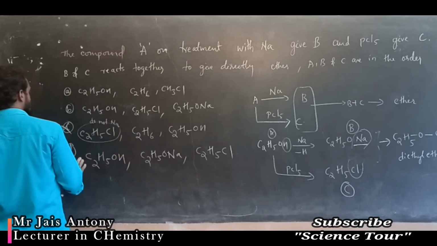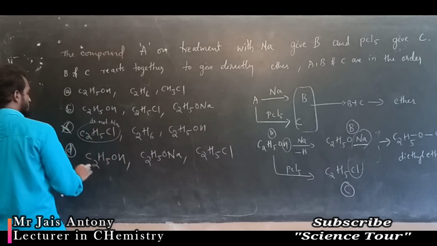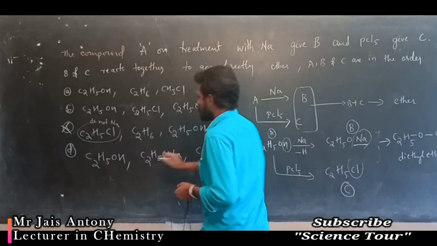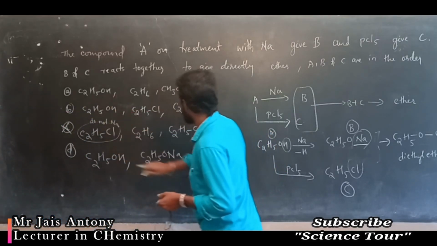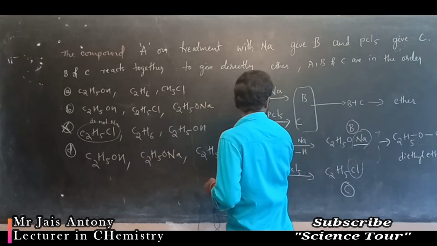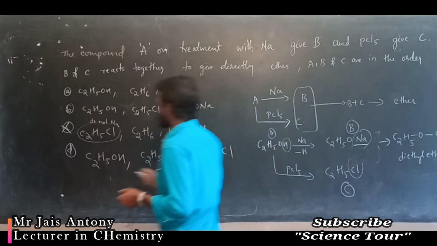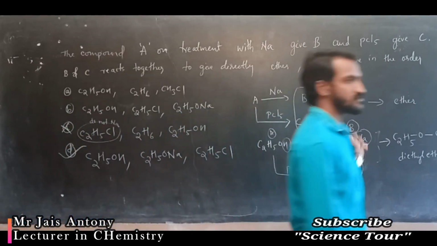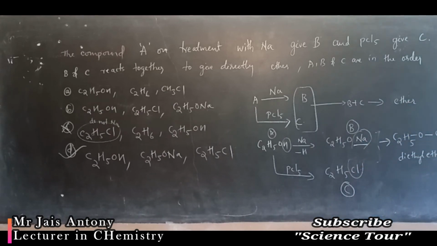Okay. Next, which one is correct? You have to find out the order. Ethyl alcohol, this is ethyl alcohol, same. Then B sodium ethoxide, this one. Then ethyl chloride C. Okay, this is the correct order. Answer D is correct. Understood?